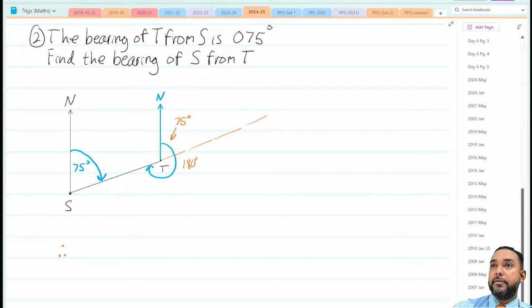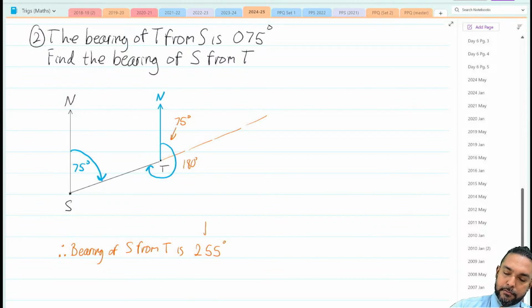Yeah, Juliana, you can work with that. Yeah. Therefore, the bearing of S from T is 255 degrees, which is the 75 degrees plus the 180 degrees.